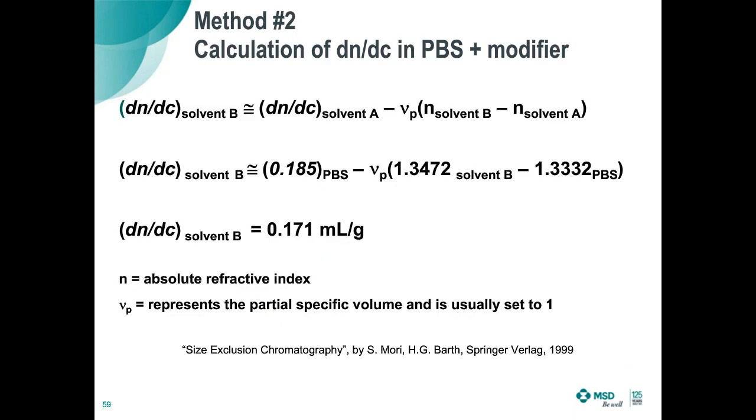The second method that we can use to calculate the dN/dC is published in this paper, and it's also recommended from Wyatt. If you know the dN/dC in solvent A, and you know the refractive index of solvent A, or you can measure it, you can measure the refractive index of solvent B and correct for it. So here we measured the refractive index of PBS and our solvent B. And using the partial specific volume of 1, we come up with a dN/dC of 0.171.